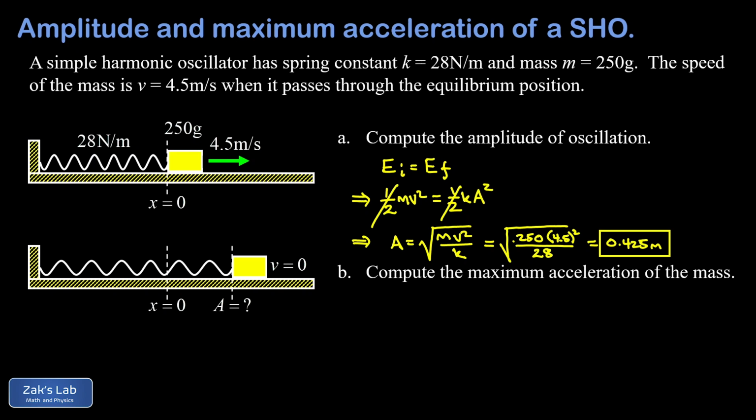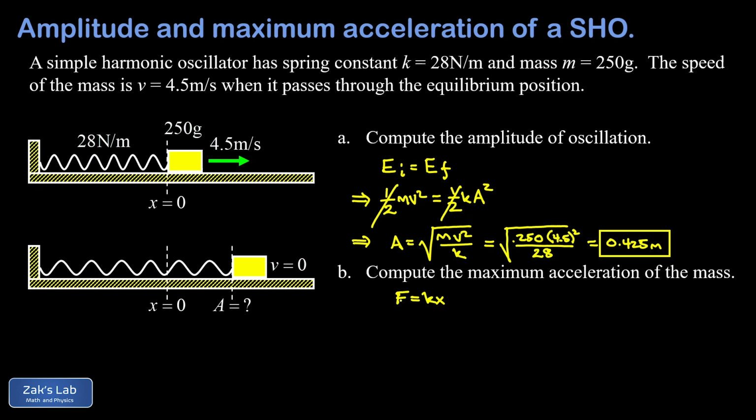Now in part B, we're asked to find the maximum acceleration of the mass. And this is going to occur when the mass is feeling the maximum force. And the maximum force exerted by that spring is going to happen at that point of maximum extension, or on the other side of the equilibrium position, it'll happen at the maximum compression point of the spring. And that's why part A came first. We already have the amplitude telling us the maximum extension or compression of the spring.